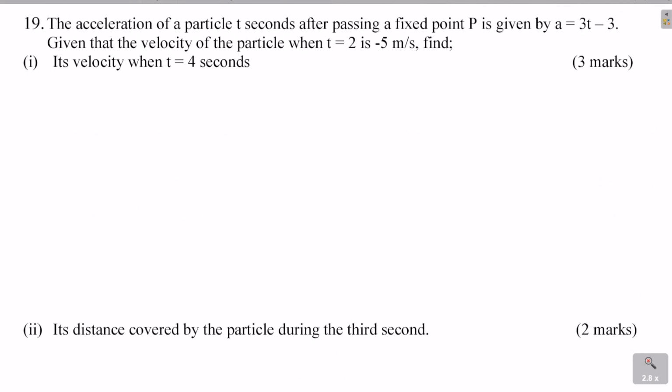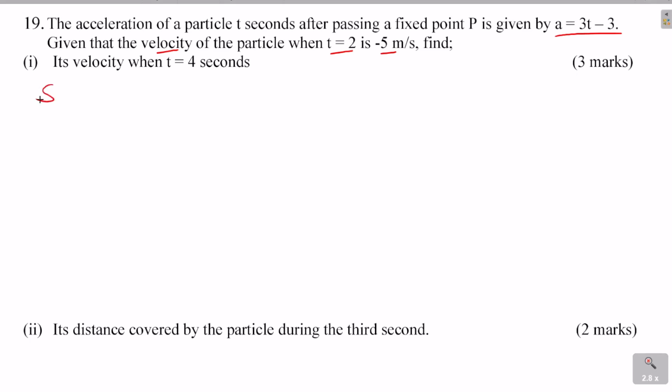In the first part, you're given the acceleration of the particle. Now, given the velocity of the particle when t = 2 is -5 meters per second, you're supposed to find the velocity when t = 4 seconds. Now there's something that you need to understand. I'm going to draw it here.